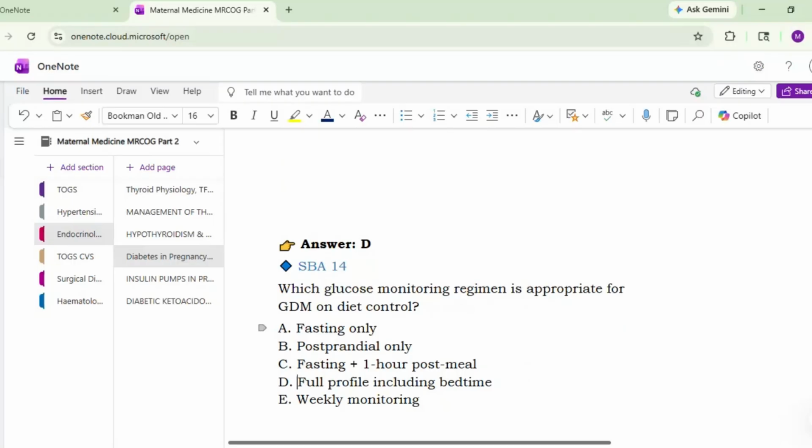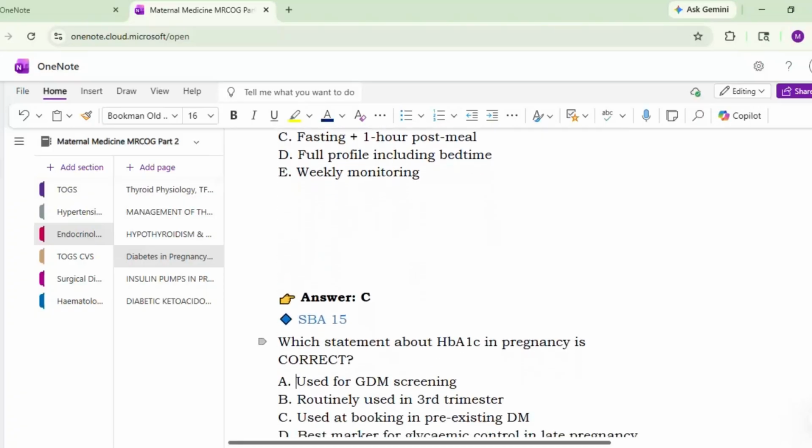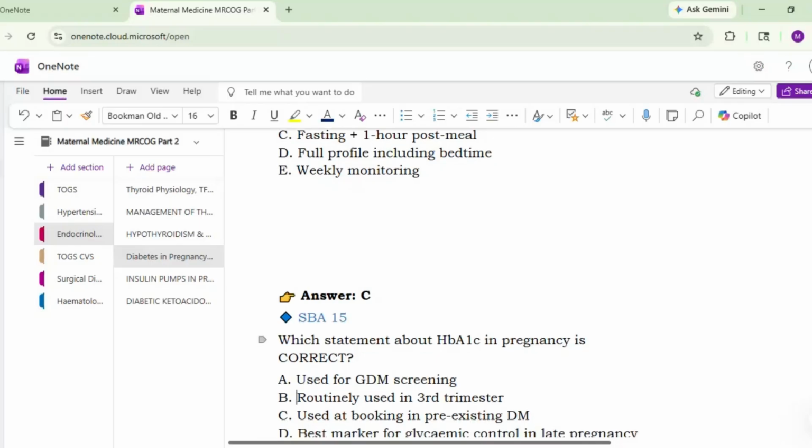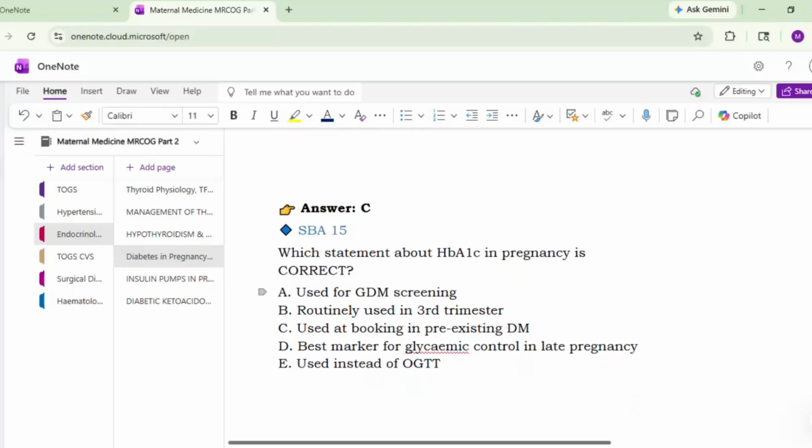Next. Which glucose monitoring regimen is appropriate for GDM on diet control? A. Fasting only. B. Postprandial only. C. Fasting and 1 hour post meal. D. Full profile including bedtime. E. Weekly monitoring. It is C, fasting with 1 hour post meal. Four samples: GDM fasting plus 1 hour, total 4 points. For type 1, type 2, or GDM on insulin, 7 points.